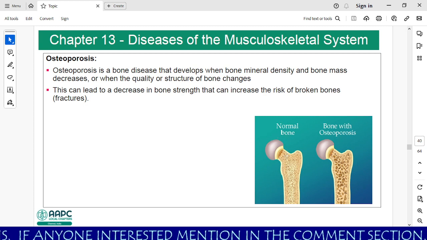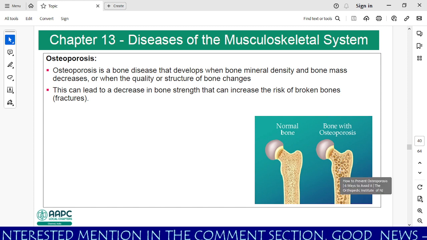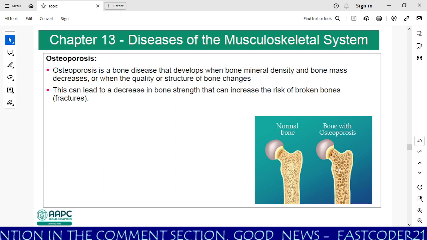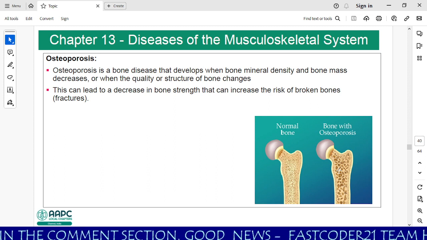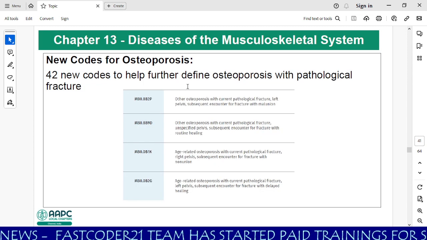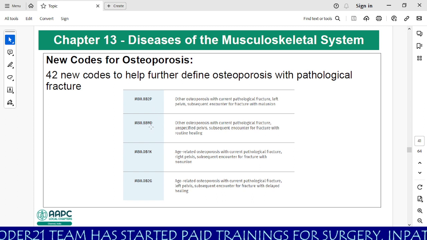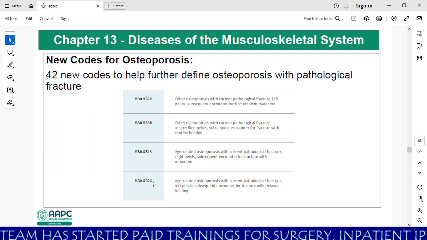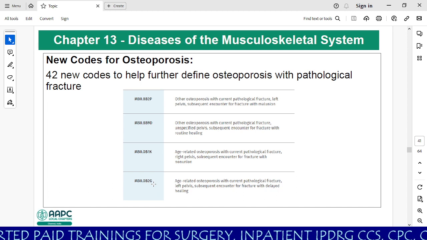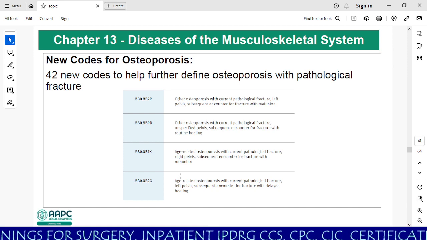So here is the normal bone, and this one is bones with osteoporosis. Osteo means bone, porosis means pores. So because of these pores, bone will get less density and become vulnerable to fractures. So we have nearly 42 new codes to help further define osteoporosis with pathologic fracture, M80 and so on, based on osteoporosis with current pathologic fracture. So these all are new CCs from October 1st, 2023 for inpatient coders.